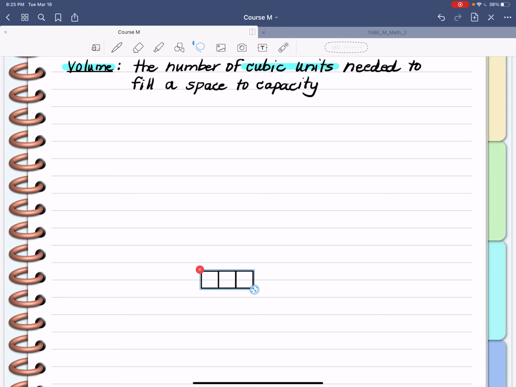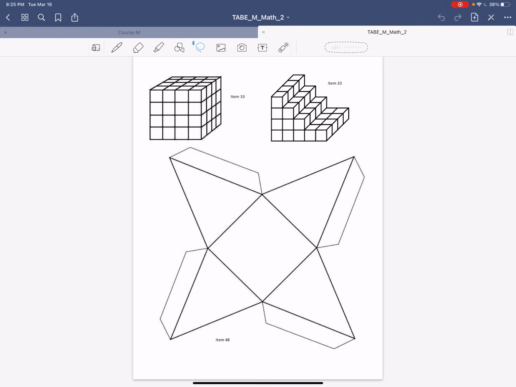So let me bring back my shapes that I have now lost because I drew that area model.